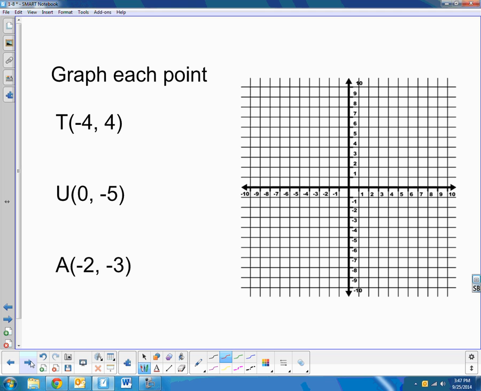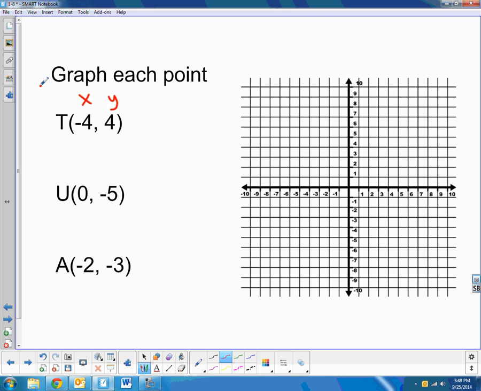So, graphing the points. I'm going to graph T, and I'll let you try U and A. So graphing point T, I'm going to graph it in red here, -4, 4. So there's my ordered pair for T. That's my x coordinate, and that's my y coordinate. For this one here, for T at least, I want you to put the x and the y. So x is our x coordinate is -4, our y coordinate is 4.